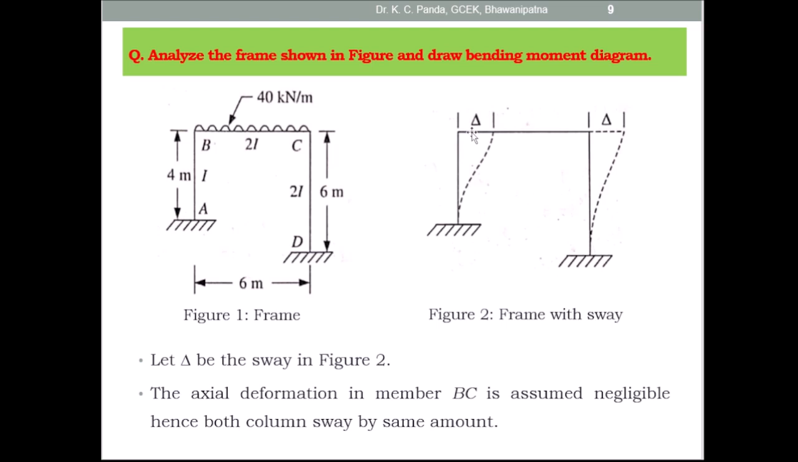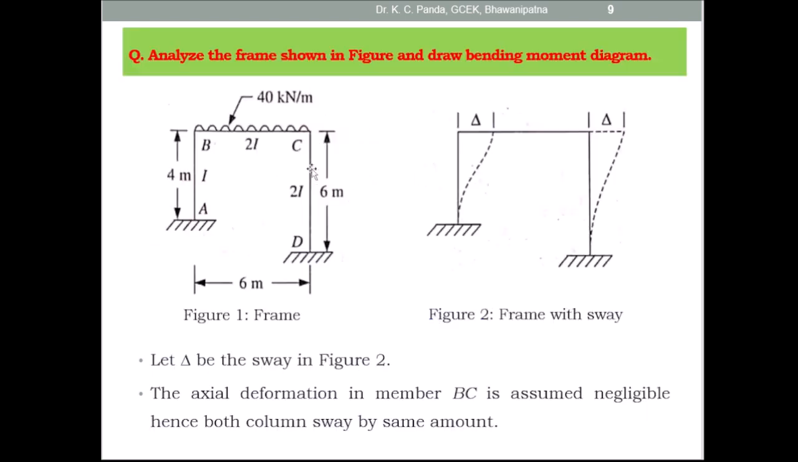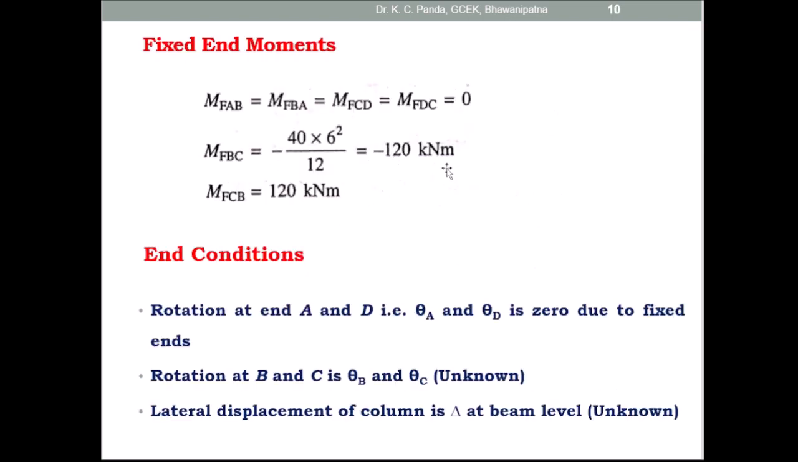As you know the steps in the slope deflection method, first you have to find the fixed end moments. As there is no loading on the vertical member AB, the fixed end moments MFAB and MFBA are equal to 0. On the horizontal member BC there is a uniform distributed load of intensity 40 kN per meter. Here MFBC is equal to minus 40 into 6 square by 12, and MFCB is equal to plus 40 into 6 square by 12. On the vertical member CD there is no horizontal loading, so here also MFCD is equal to 0 and MFDC is equal to 0. So MFAB, MFBA, MFCD and MFDC are 0, MFBC is equal to minus 40 into 6 square by 12, that is minus 120 kilonewton meter, and MFCB is equal to plus 120 kilonewton meter. These are the fixed end moments.